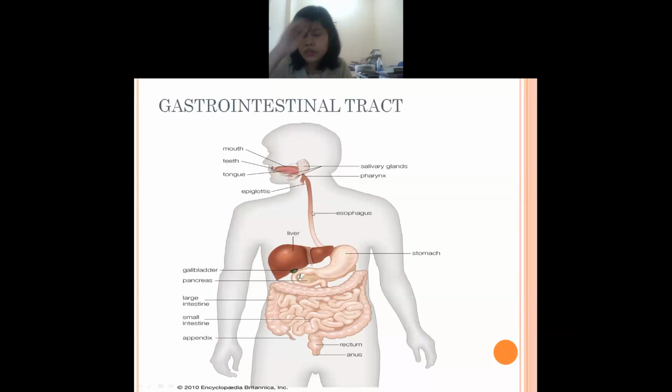Yes, ma'am. Okay, so the wave, I've said. Can you say that? Peristalsis. Okay, peristalsis movement. Did you get it, everyone? Okay, it is known as peristalsis movement.